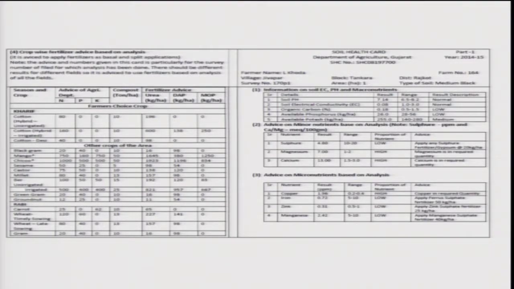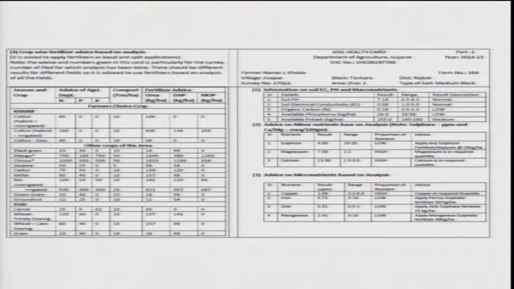I don't read Gujarati. But it turns out that a lot of Gujaratis also don't read Gujarati, right? Because illiteracy is something like 30% in rural Gujarat. This is what the soil health card provides in English, which is quite a lot of information, actually. And I think for us, this would actually be a very useful design.